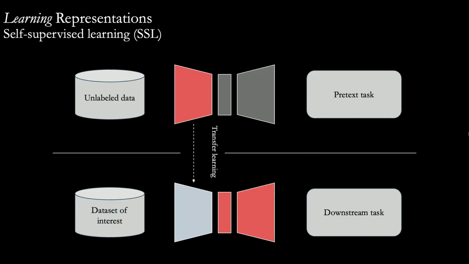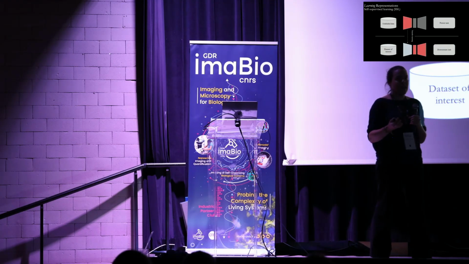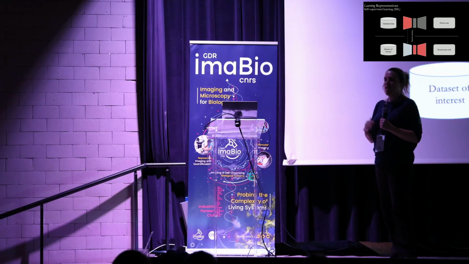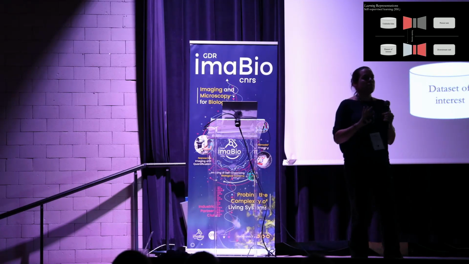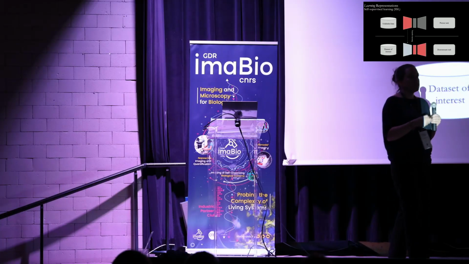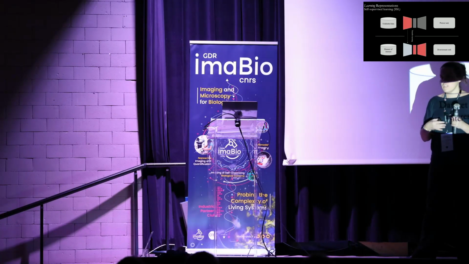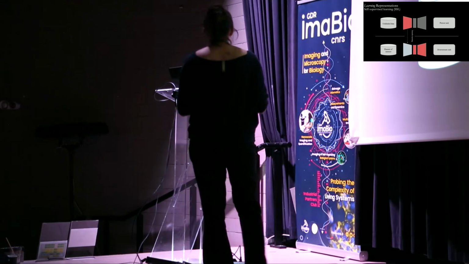And so to learn representations, we can use self-supervised learning. The basic process behind self-supervised learning is to have a very large data set that can be fully unlabeled. So it can be all the images that you have in your lab or at your institute. And you will train an encoder and a decoder on a pretext task that you can imagine, for example, solving a puzzle, masking some part of your images, a task that you can have directly out of your images without requiring any labels.